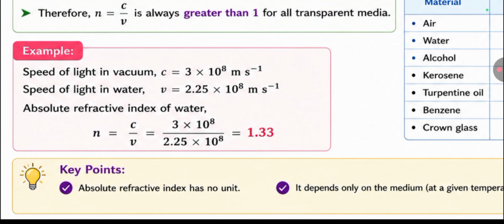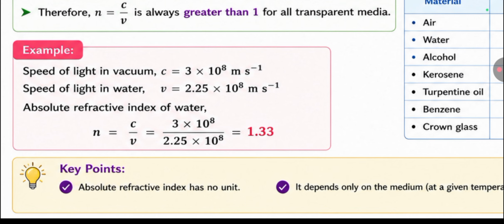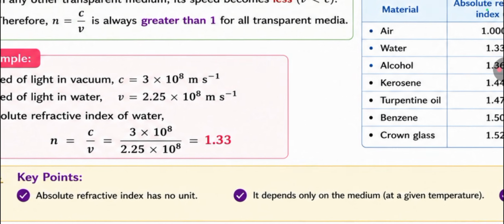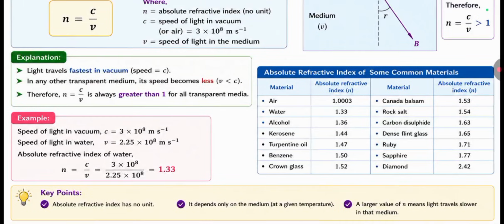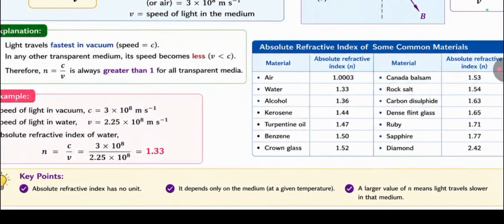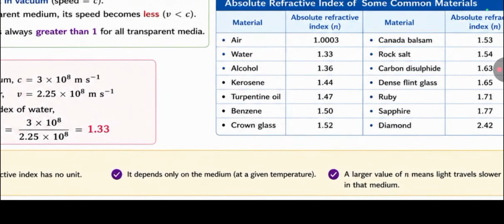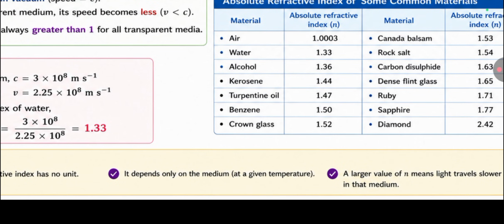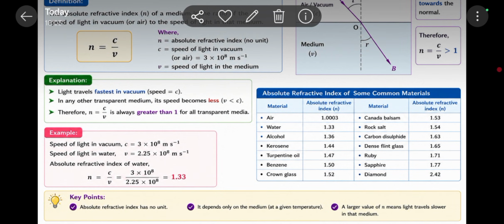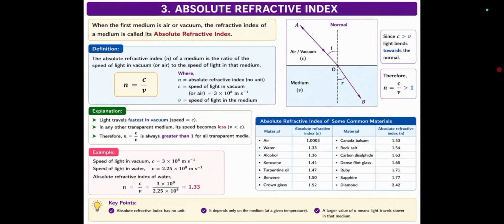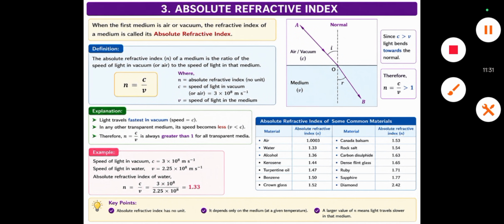Key points: the absolute refractive index has no units. It depends only on the medium at a given temperature. And a large value of n means light travels slower in that medium. This is about absolute refractive index.